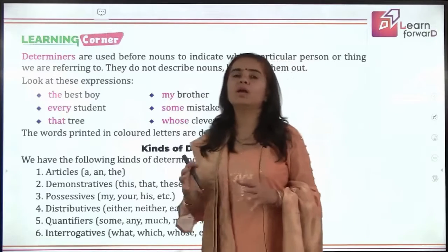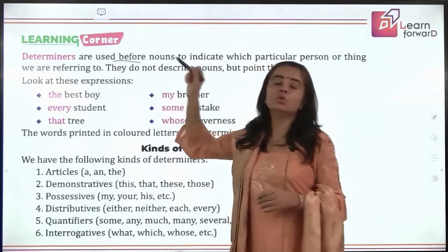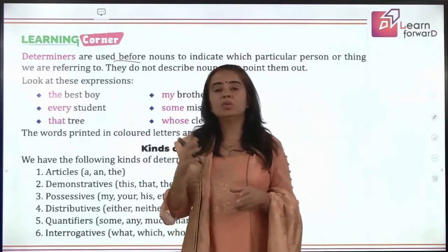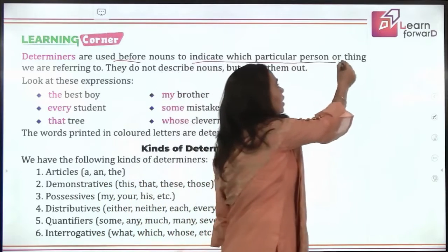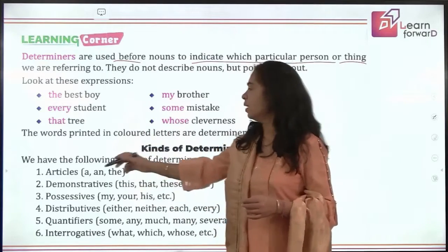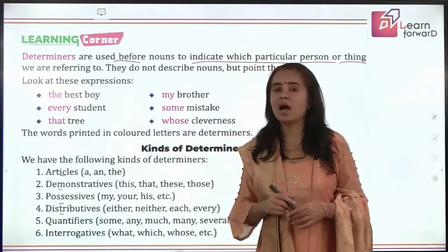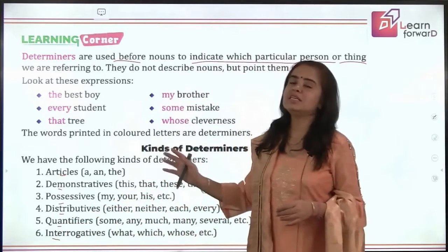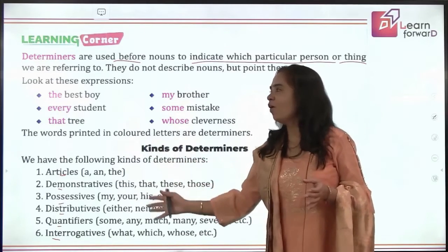Let's understand what determiners are. Determiners are the words, children, that are used before nouns. They determine the nouns. The words that are used before the nouns indicate which particular noun we are talking about. So it can be in any of these forms. They can be articles, they can be demonstratives, they can be possessives. Even distributives, quantifiers and interrogatives are determiners. All these are determiners. So now it's not a new topic for you. You know about all of them, isn't it?